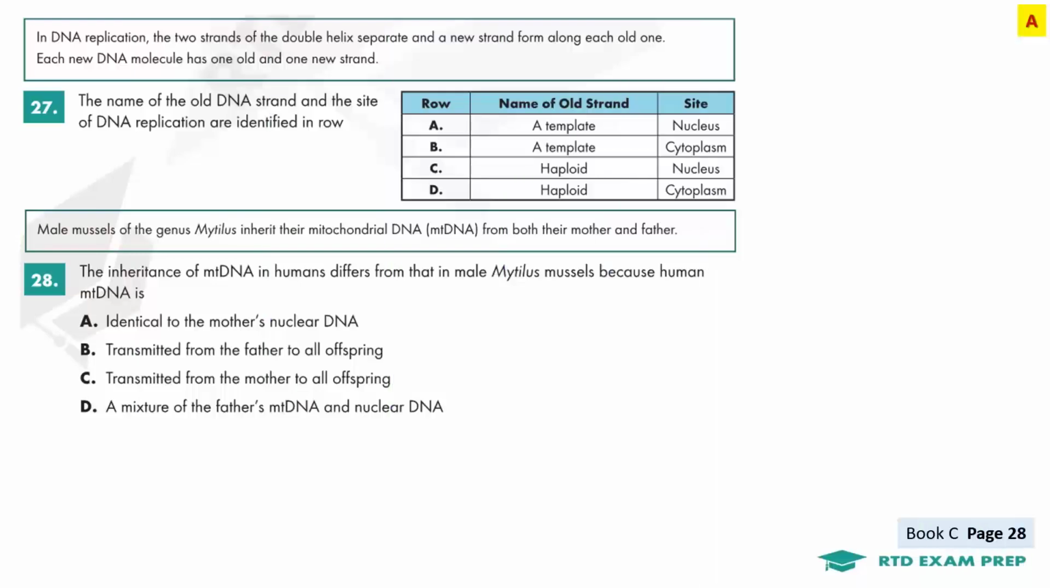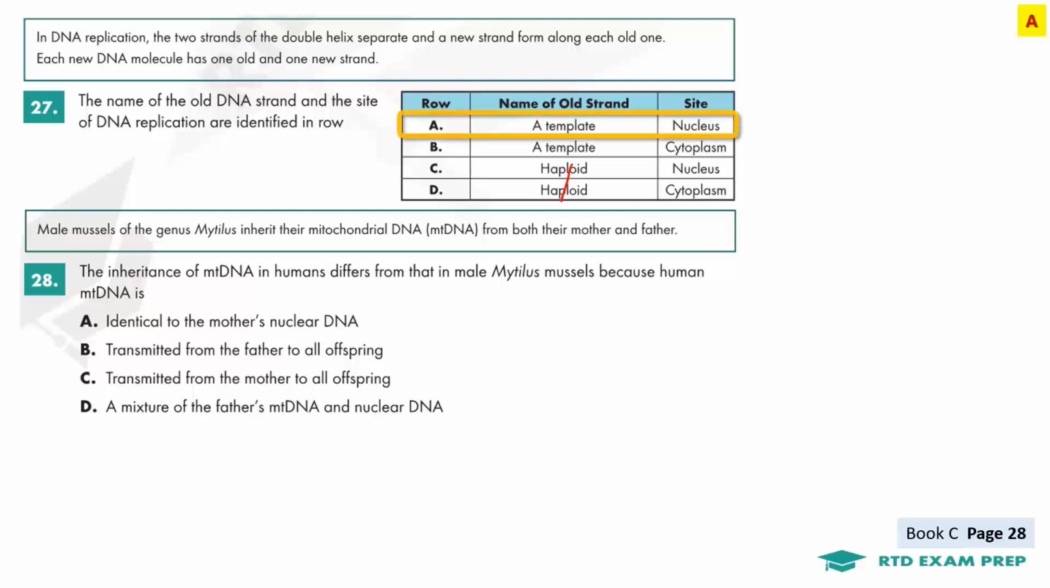Question 27. In DNA replication, there's 2 strands, and a new strand forms along each of the old ones. Each new DNA molecule has 1 old strand and 1 new strand. What is the name of the old strand? It's certainly not haploid, so it's a template. And where does DNA replication occur? Remembering it always occurs in the nucleus.